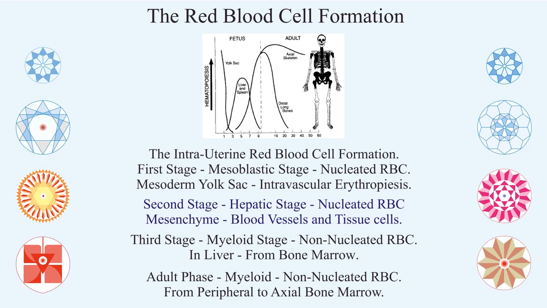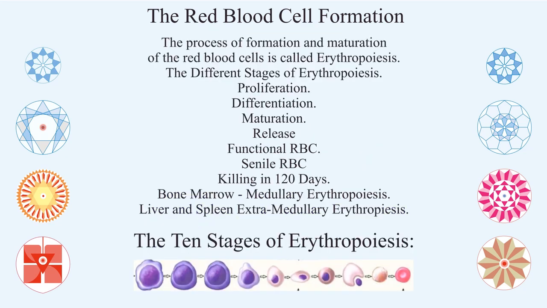Having understood this, let's move on to the next. Red blood cell formation. The process of formation and maturation of red blood cell is called erythropoiesis. The different stages of erythropoiesis are proliferation, differentiation, maturation, release, functional RBC, senile RBC, and killing in 120 days. This is the usual process with which it goes. Bone marrow is medullary erythropoiesis; liver and spleen are extramedullary erythropoiesis.